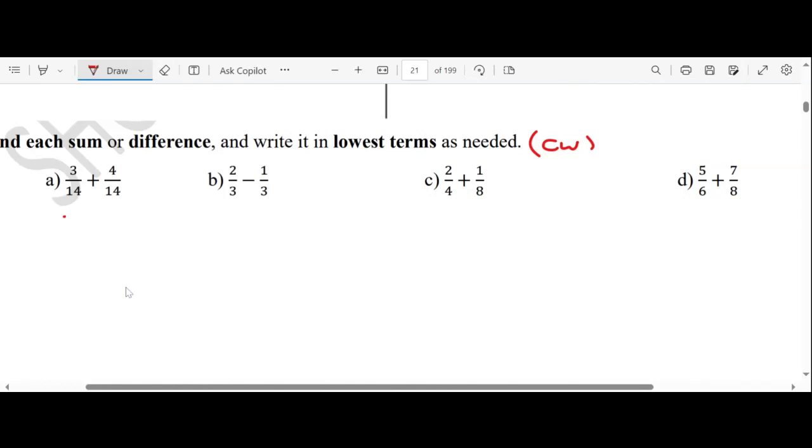Anyone? Yes. 7 and 14. The answer is what? 7 over 14. Okay. Can I reduce this? Can I make it mixed number? Oh, you want to reduce? That's correct. So if you reduce it, what are you going to get? Divide by 7, you get 1. Divide by 7, you get 2. So your final answer is 1 over 2. Good.